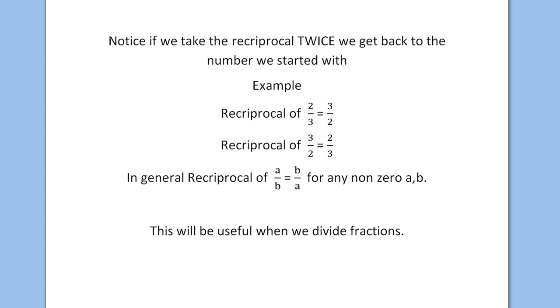Now notice, if we take the reciprocal twice, we get back to the number we started with. Example, reciprocal of 2/3 is equal to 3 over 2. The reciprocal of 3 over 2 is equal to 2/3. So we're back at 2/3. And it would have worked the exact same way if we'd started with 3 over 2. So in general, the reciprocal of a over b is equal to b over a for any non-zero a and b. This will be useful when we divide fractions.